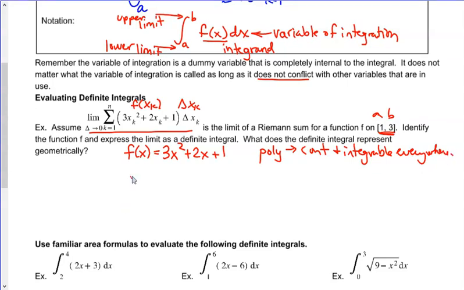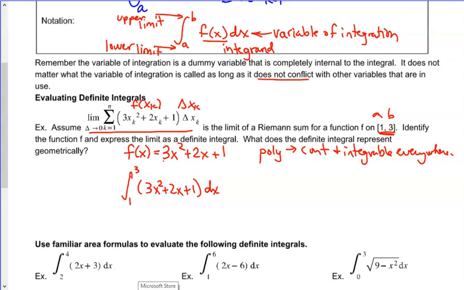So the integral that I'm going to create has to go from a to b, so from 1 to 3 of this function of 3x squared plus 2x plus 1, and remember this dx is just kind of a notation thing so that we know what variable of integration that we are working with, okay?